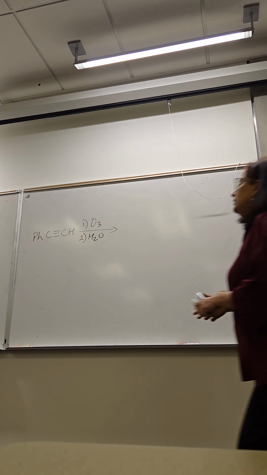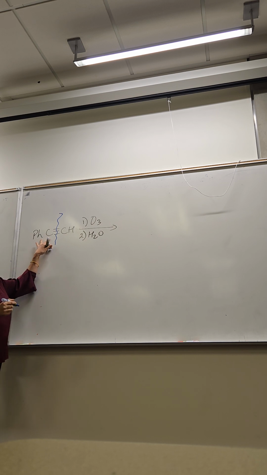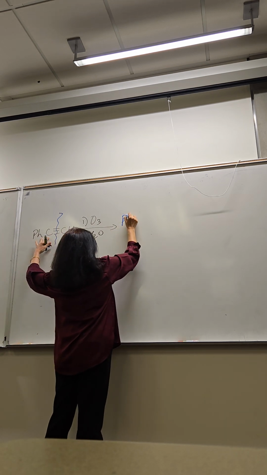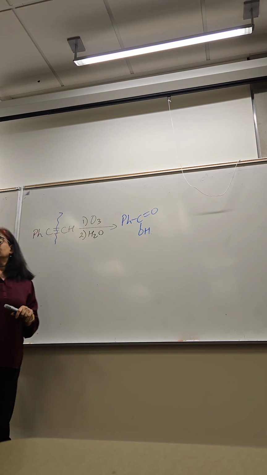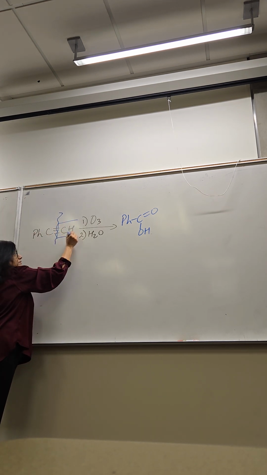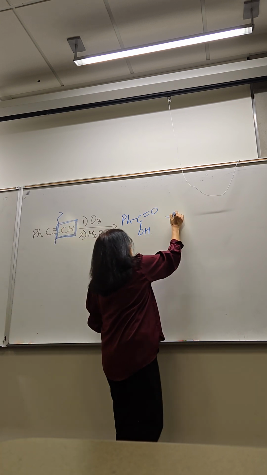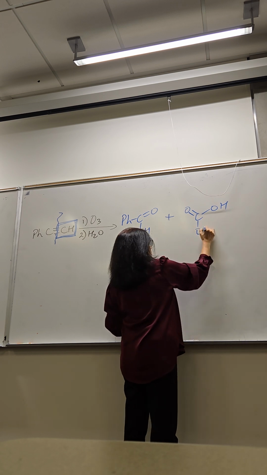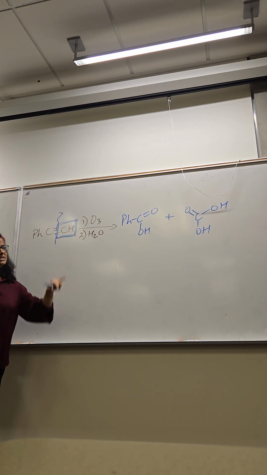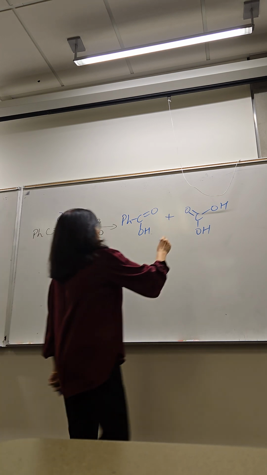So do you agree that this will break apart? Right? Yes. So what does that become? Right? But I'm more curious about this part. When you have a terminal alkyne, this part of the terminal alkyne actually becomes... what is that? Anyone? What is this?